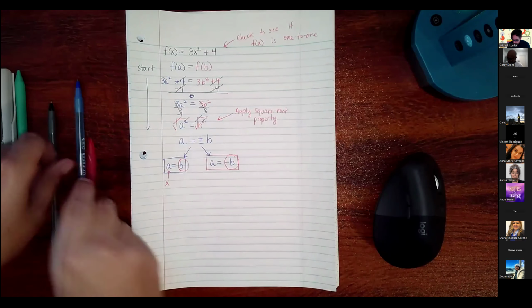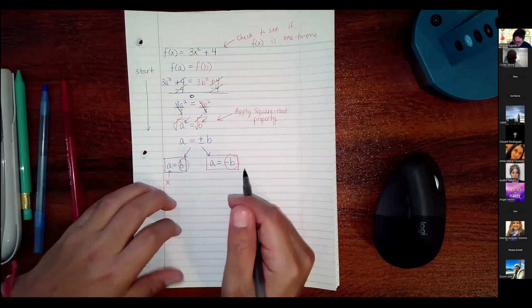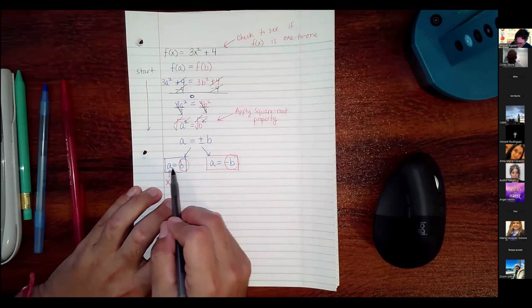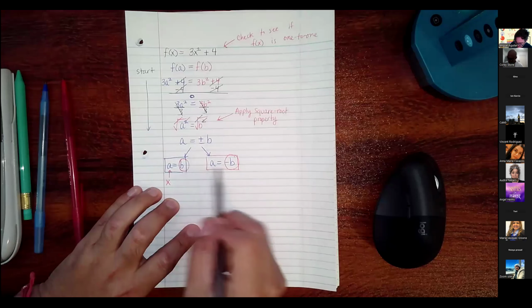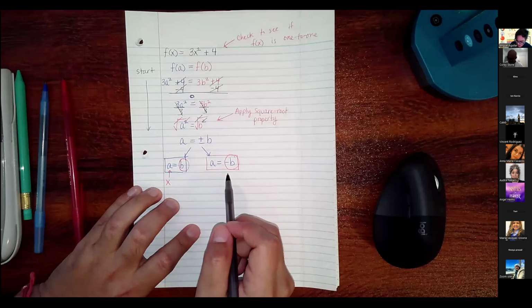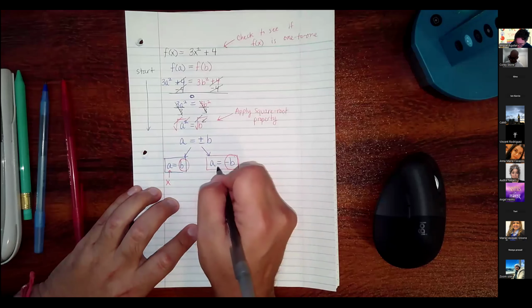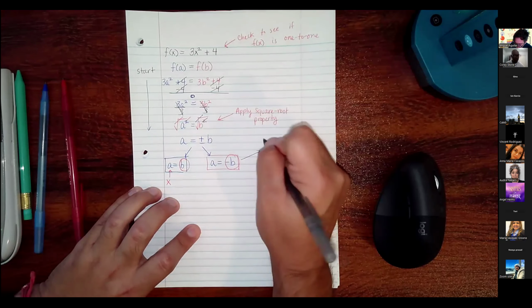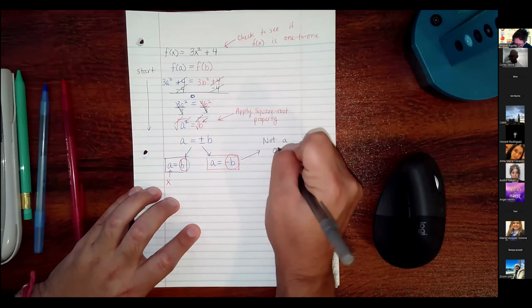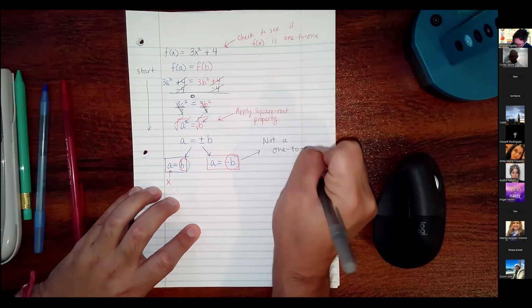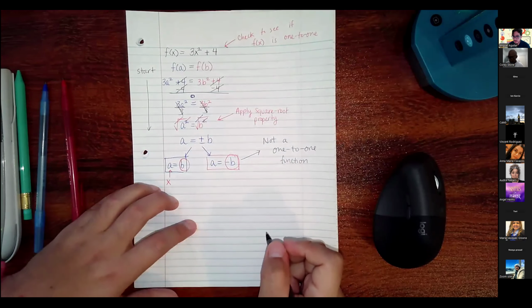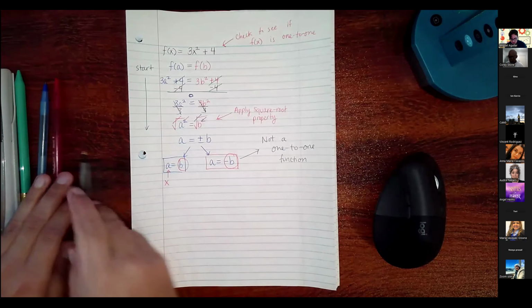Can you repeat that, about the 2 values not being attached? So what I'm saying here is that we would have to get a equals b for both of these equations for this to be a one-to-one. But because this one did not give me a equals b, it gave me a equals negative b, right away we can say this is not a one-to-one function. Does that make sense?